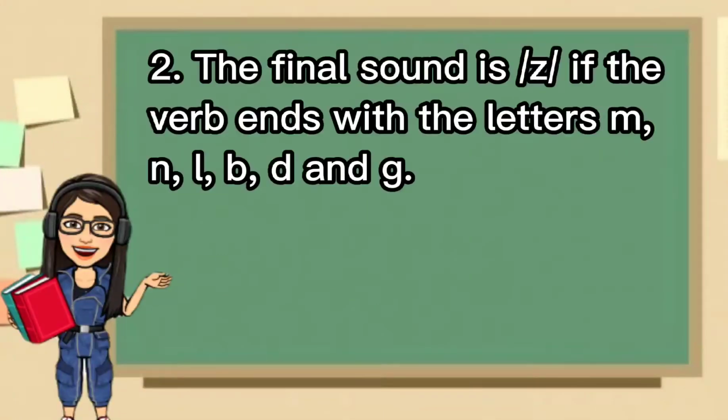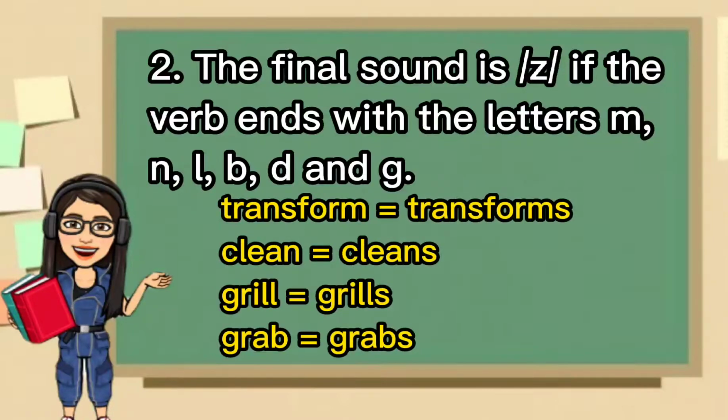The final sound is z if the verb ends with the letters m, n, l, b, d, and g. Transform will become transforms. Clean will become cleans. Grill will become grills. Grab will become grabs.